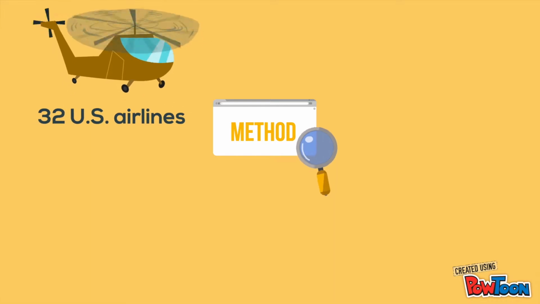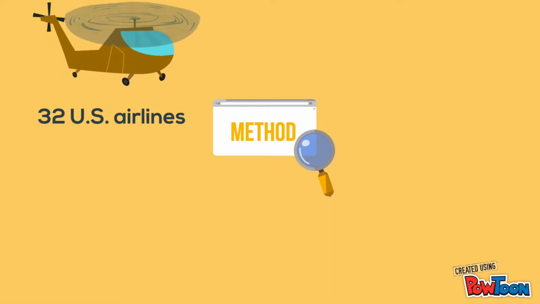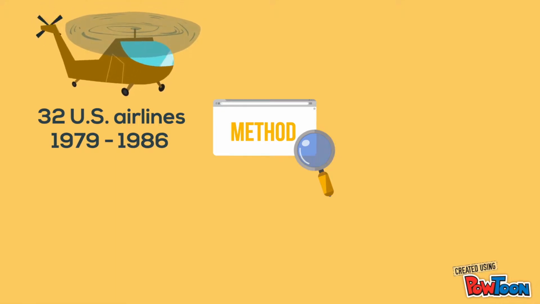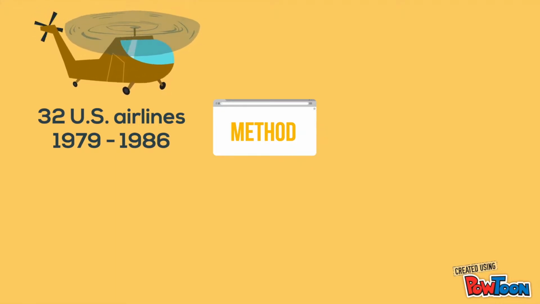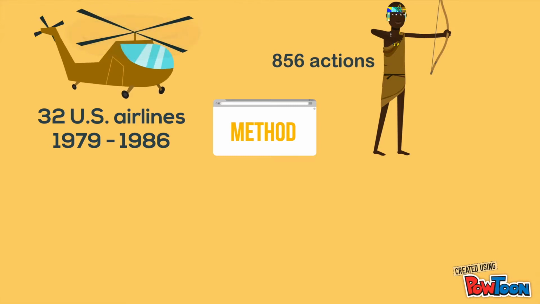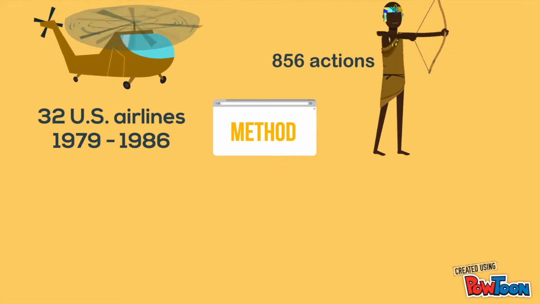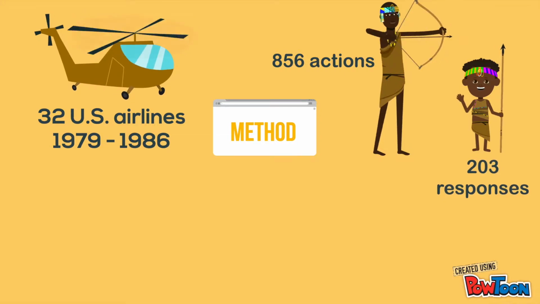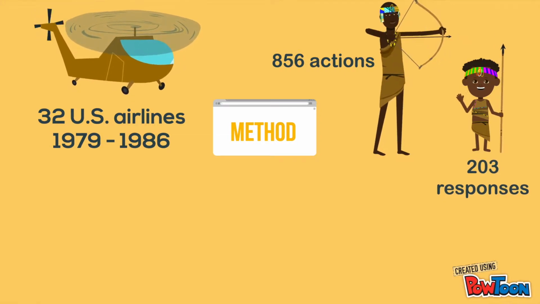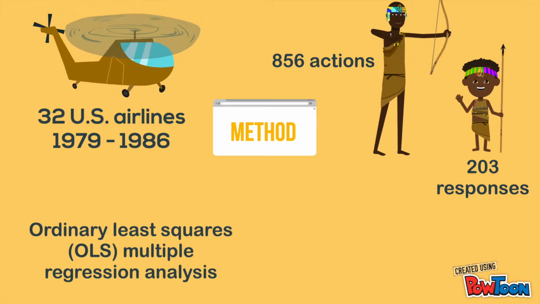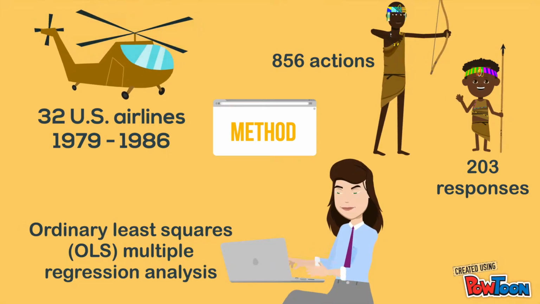Method. The data for this study concerned the competitive moves exchange of 32 U.S. airlines reported in Aviation Daily between the years 1979 and 1986. The total data set consisted of 856 actions, 103 of which provoked at least one response, and 203 responses. The authors performed logistic regression analysis and ordinary least squares multiple regression analysis to test the hypotheses.